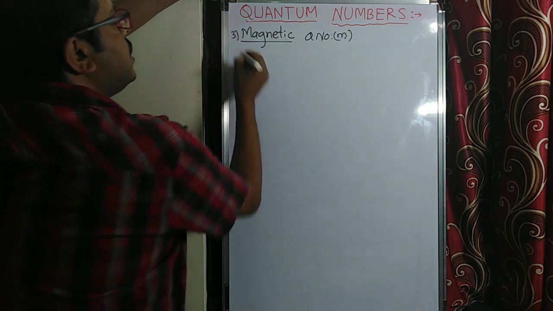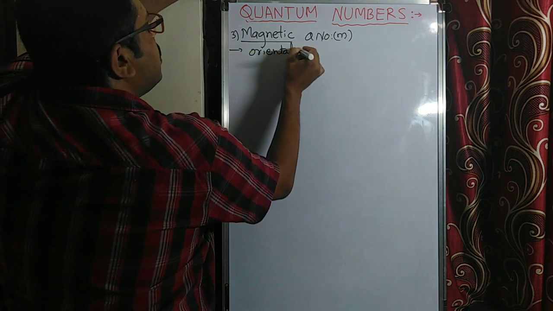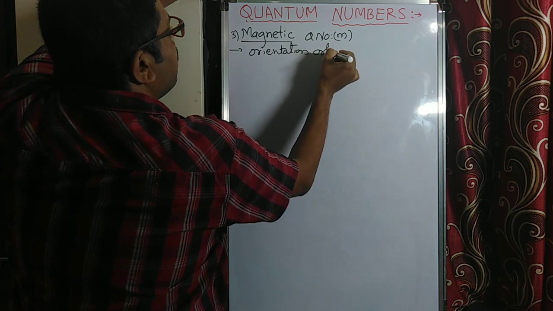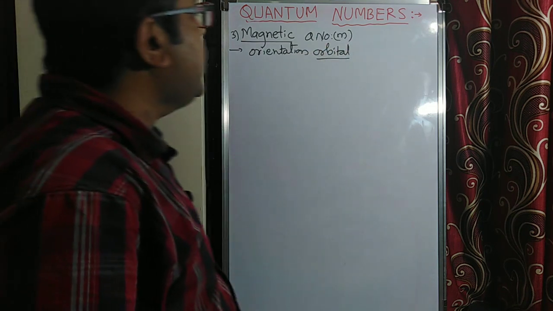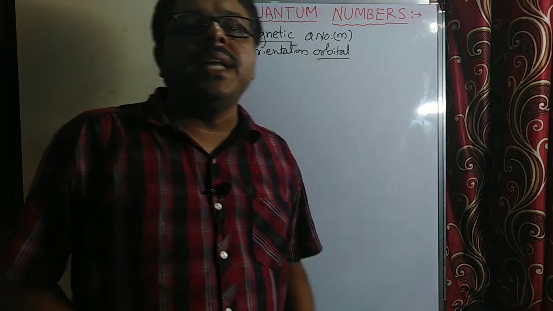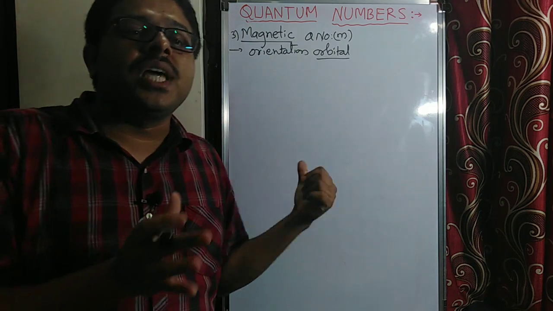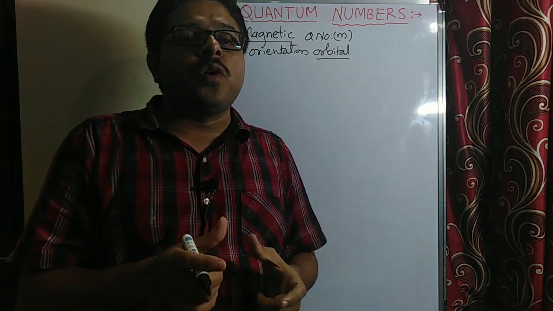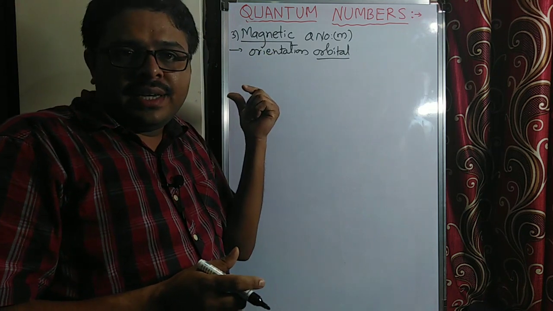So this indicates the orientation of the orbital. Now here you can see the word orbital I have introduced. Then what is the meaning of this? Remember, orbital and subshell: a subshell is one shape, and the orbital is where we give some axis to it, explaining the orientation of that shape.